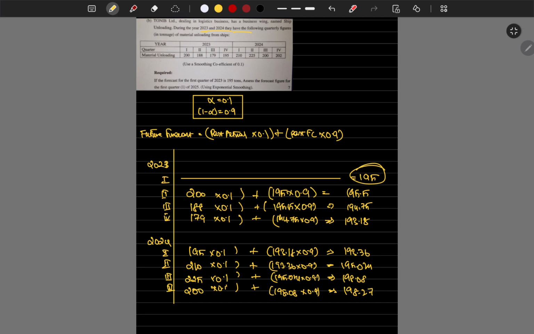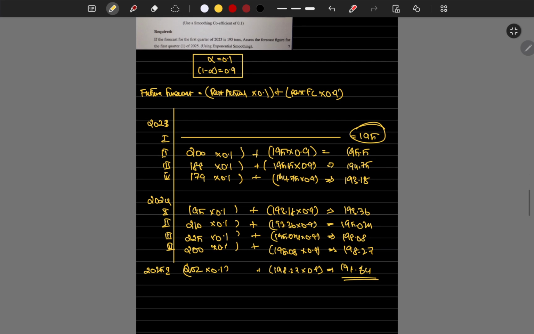Using this we are going to find out for the 2025 first quarter. 198.27 into 0.9 plus 202 into 0.1, which is 198.64. So this is the value for the forecast figure of 2025 quarter 1.